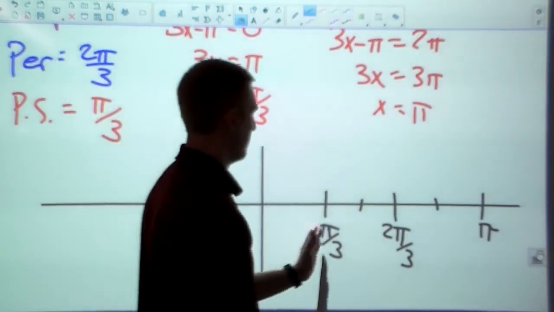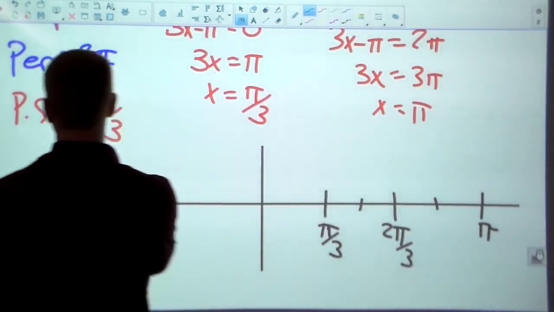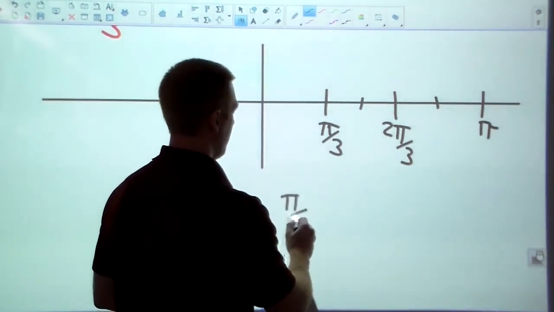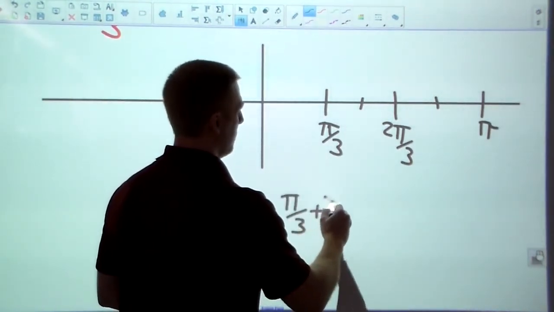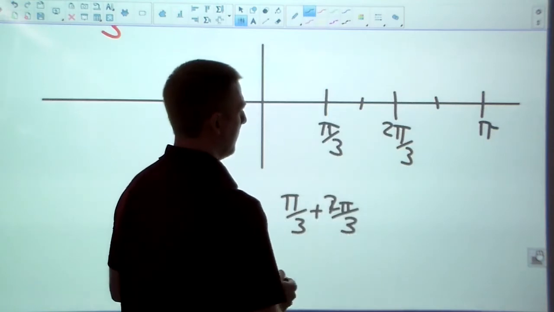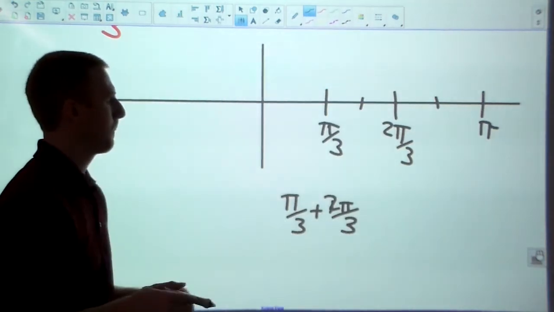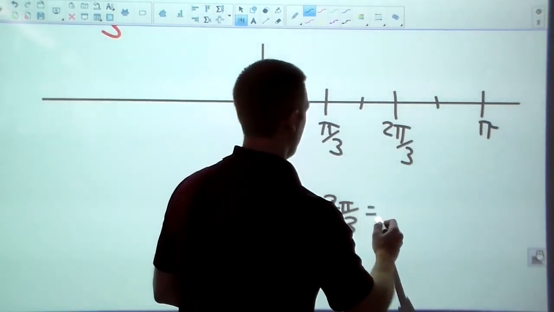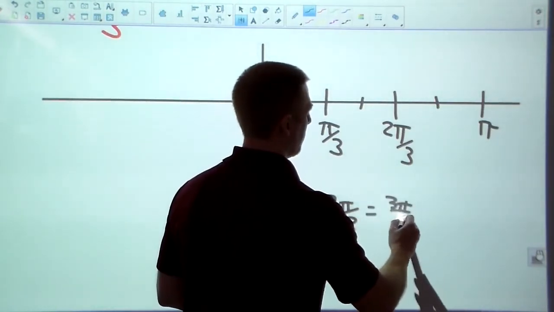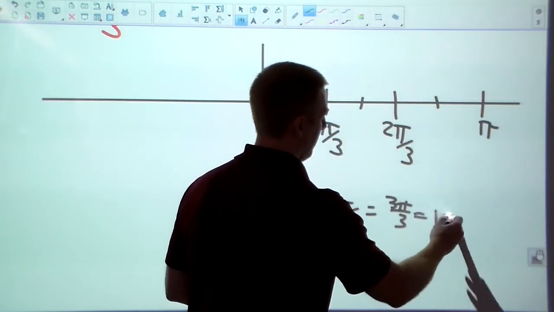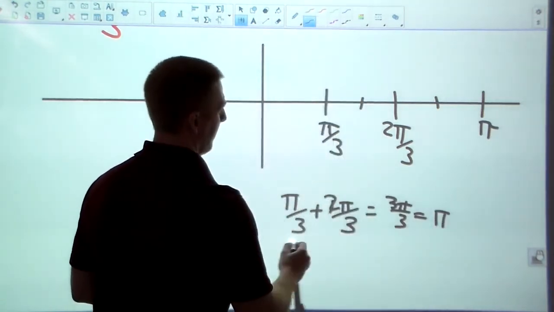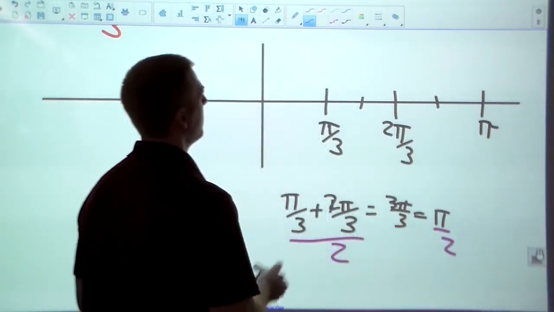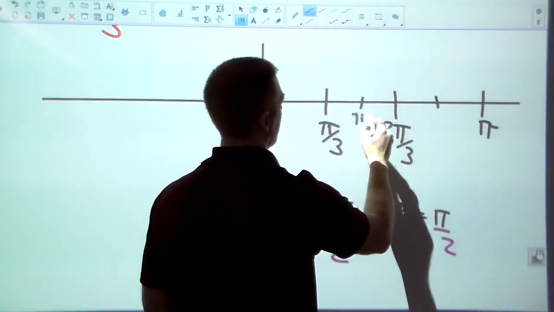There's a few ways to figure out what's halfway between 2 numbers, but I think the most reliable thing, especially as these get more complicated, is to think about the midpoint formula. If you add 2 things together and then divide by 2, that gives you the midpoint. Midpoint's also average. It's the exact same thing. It's an average of 2 points. So that would be 3 pi over 3, which would be pi. And then we're just dividing that by 2 to find what's right in the middle. So ultimately, pi over 2 would be what's in between.